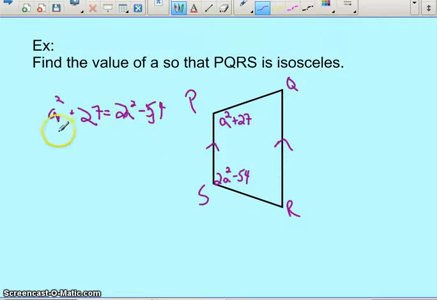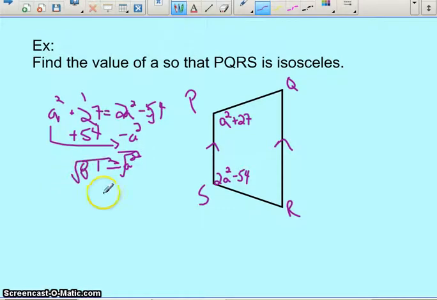Alright, so we're going to have to move the a squareds to the same side. I'm going to move this one over by subtracting it, which is just going to give me an a squared on this side. I'm going to go ahead and add this 54 to the 27 right over here. So that's going to give me 81. Well, to undo a squared, all we have to do is take the square root. So I'm going to take the square root of 81, which will give me 9 for a. Okay, if we were supposed to find the angles, then we'd want to plug that back in for a, but it just wants to know the value of a. So we're done with that one. Let's move on.